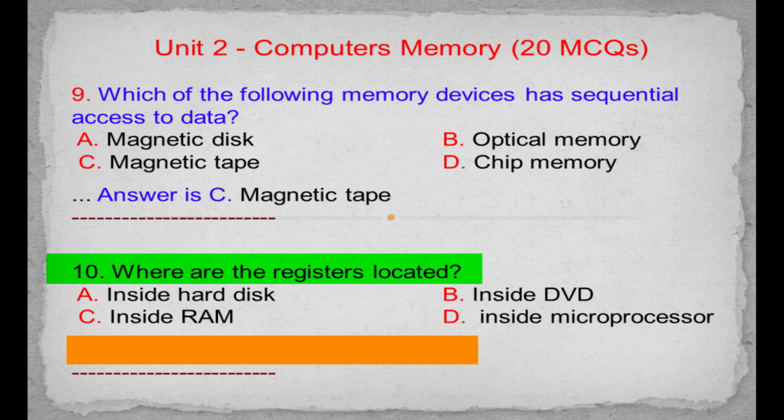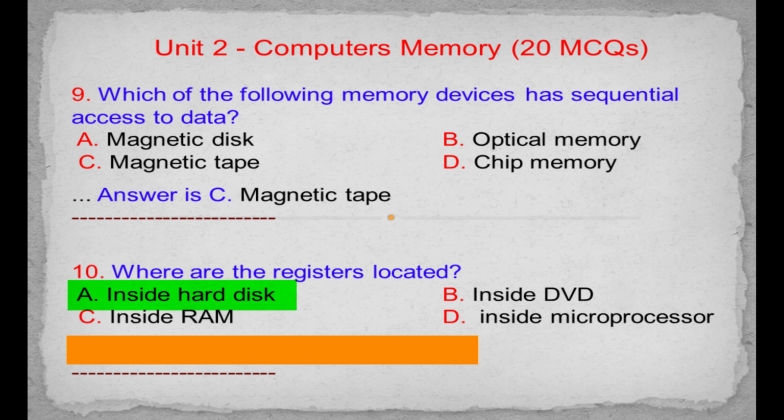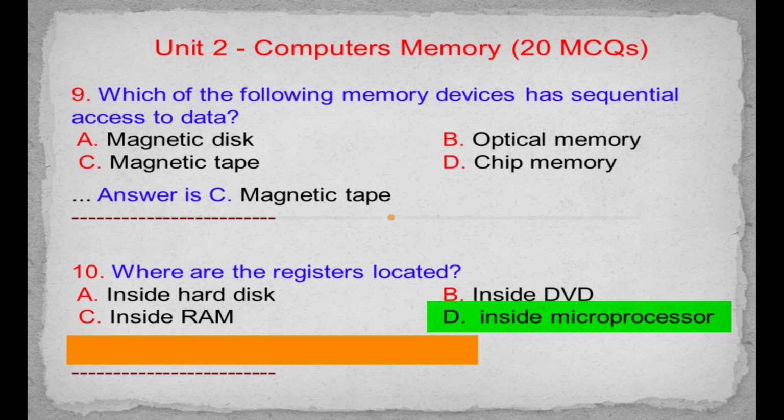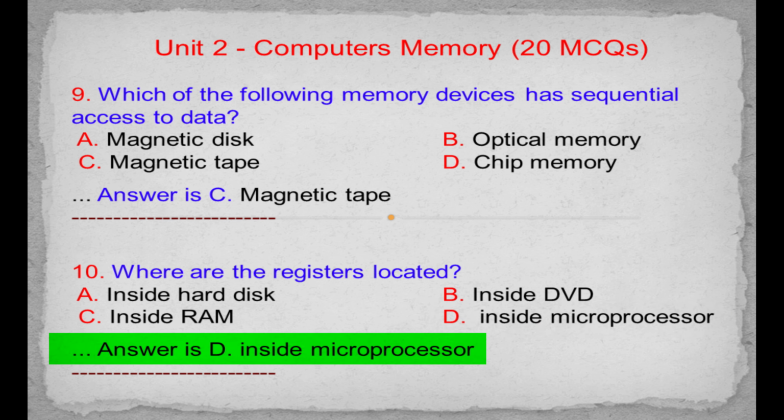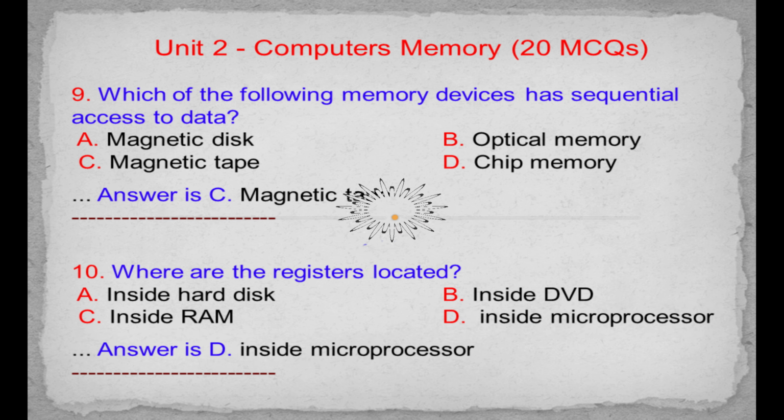MCQs number 10. Where are the registers located? Option A. Inside hard disk. Option B. Inside DVD. Option C. Inside RAM. Option D. Inside microprocessor. Correct answer is option D. Inside microprocessor.